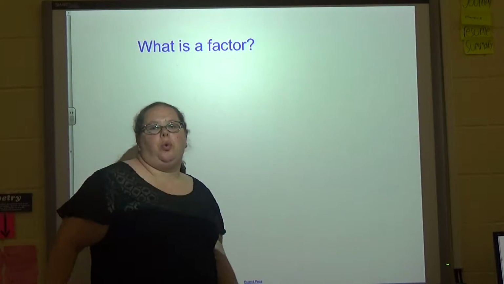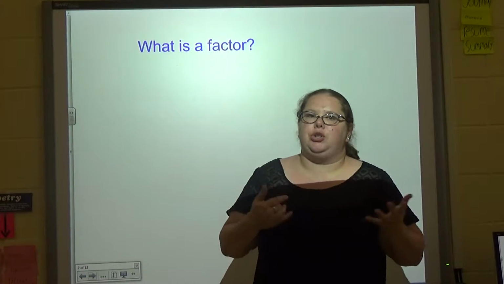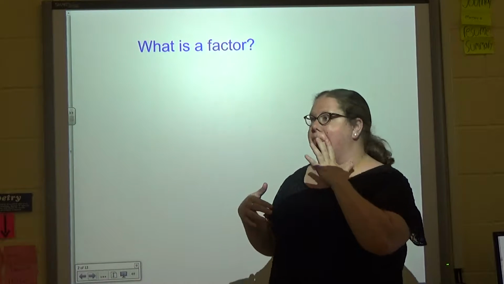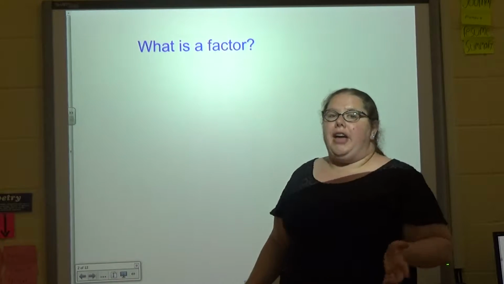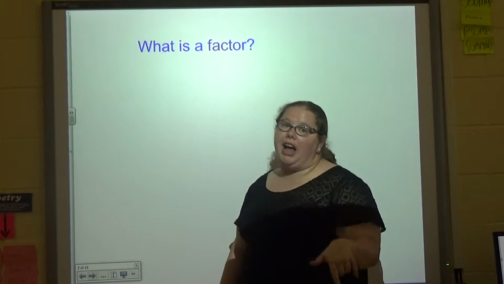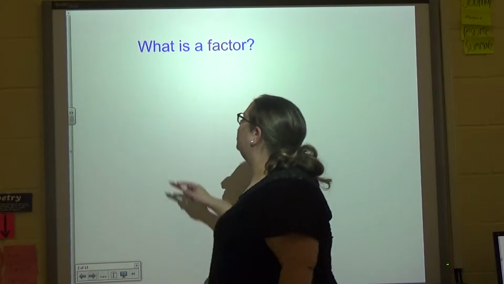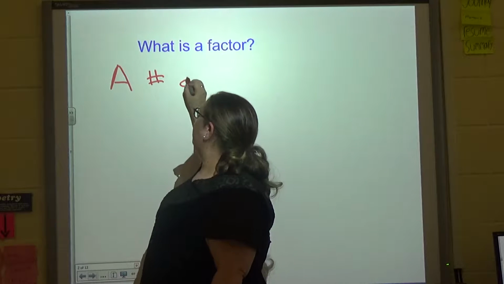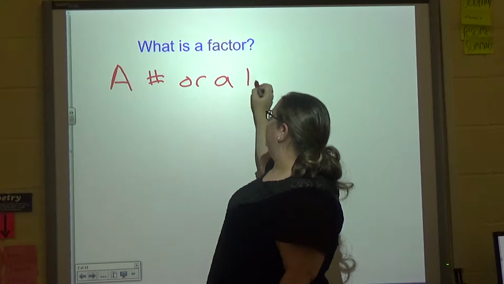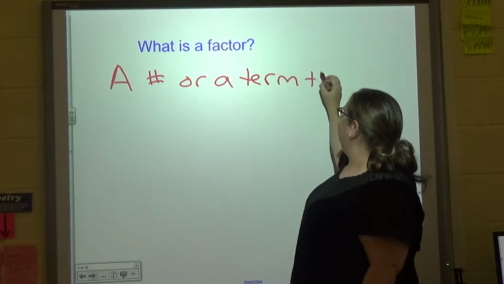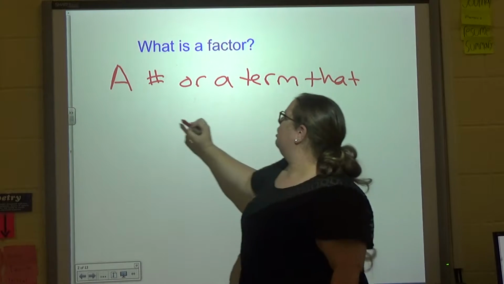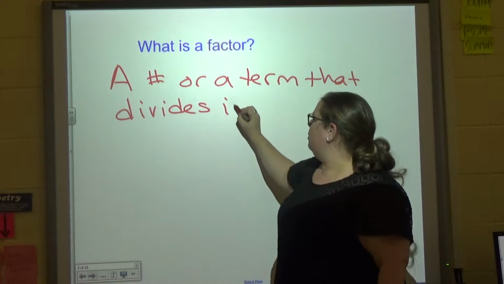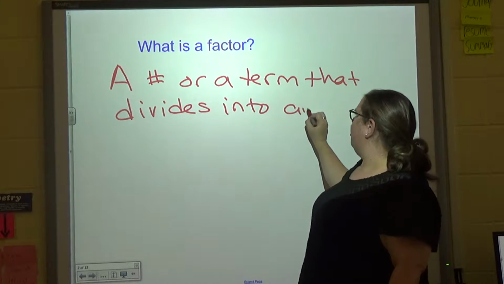So, what is a factor? A factor is something you talk about pretty early, late elementary school, early middle school. A factor is a number that divides into another number, or it can be a term, it can be variables, that divides into another number or term.